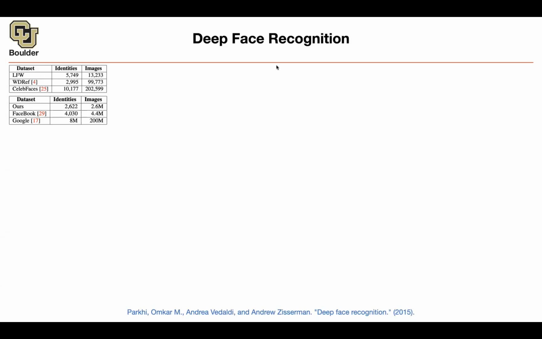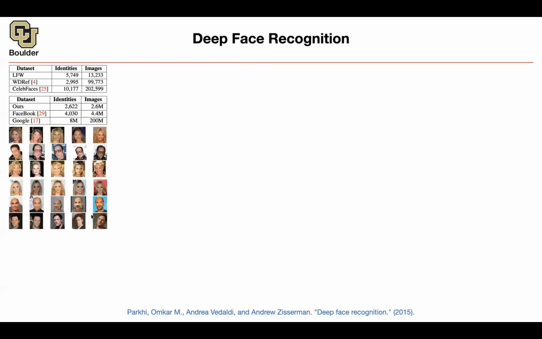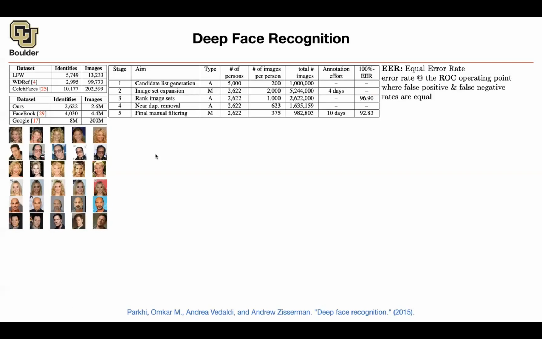Where you see ours is this deep face recognition data. This one is going to be available. It's not as big as the ones that Facebook and Google use, but let's see how they collected the data. And these are some examples of the data that you're going to see. Some faces of celebrities.